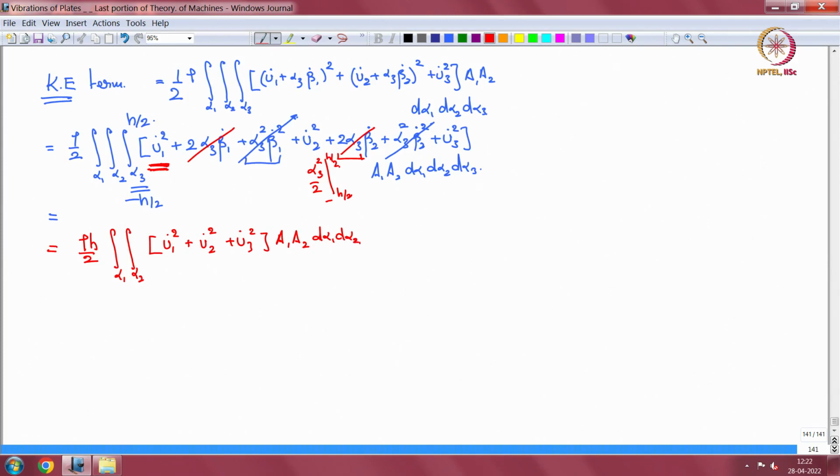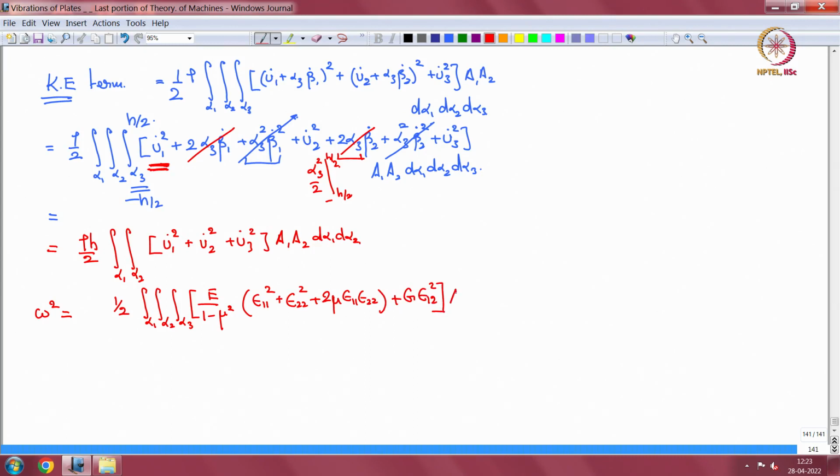So within the Kirchhoff level approximation or Euler-Bernoulli level approximation, our omega square, the Rayleigh quotient, looks like this: 1/2 integral alpha 1, alpha 2, alpha 3 of E by 1 minus mu squared times epsilon 1 1 squared plus epsilon 2 2 squared plus twice mu epsilon 1 1 epsilon 2 2 plus G epsilon 1 2 squared, A1 A2 d alpha 1 d alpha 2 d alpha 3. This is Vm.